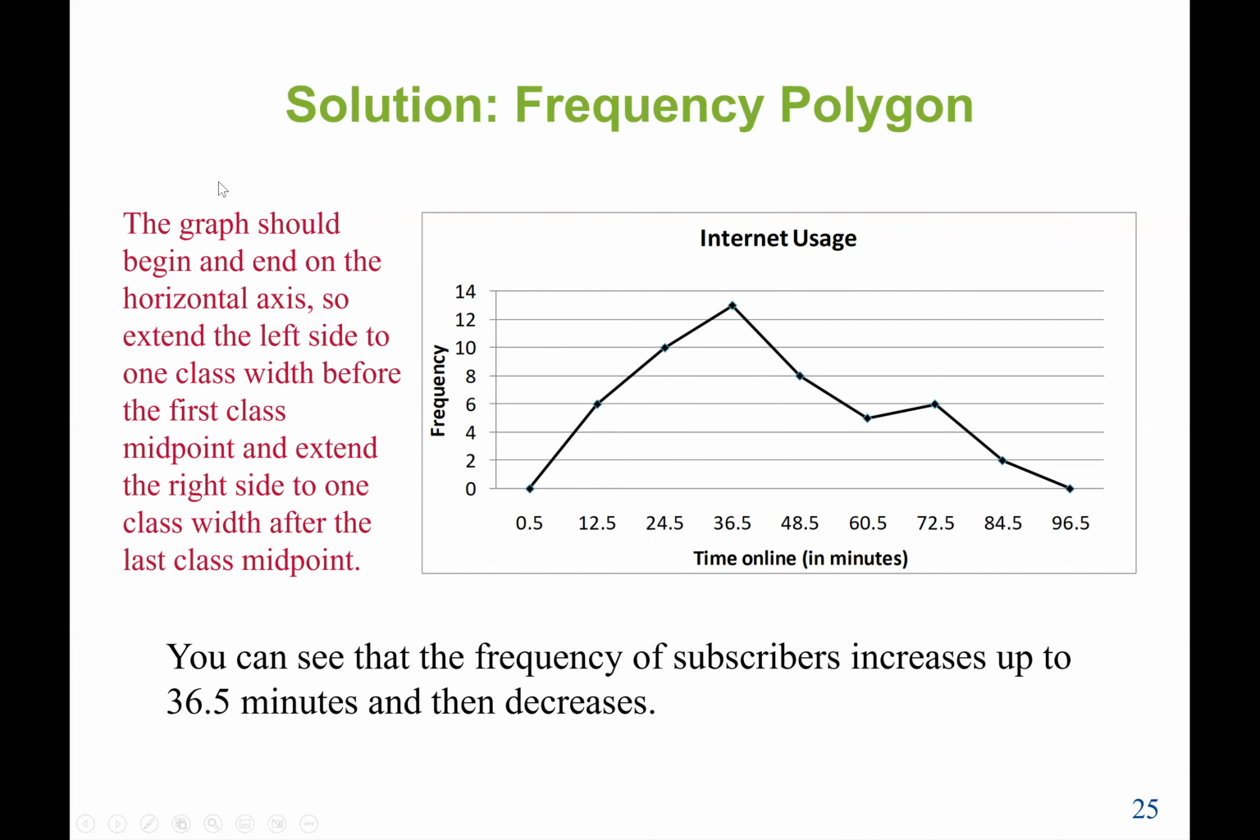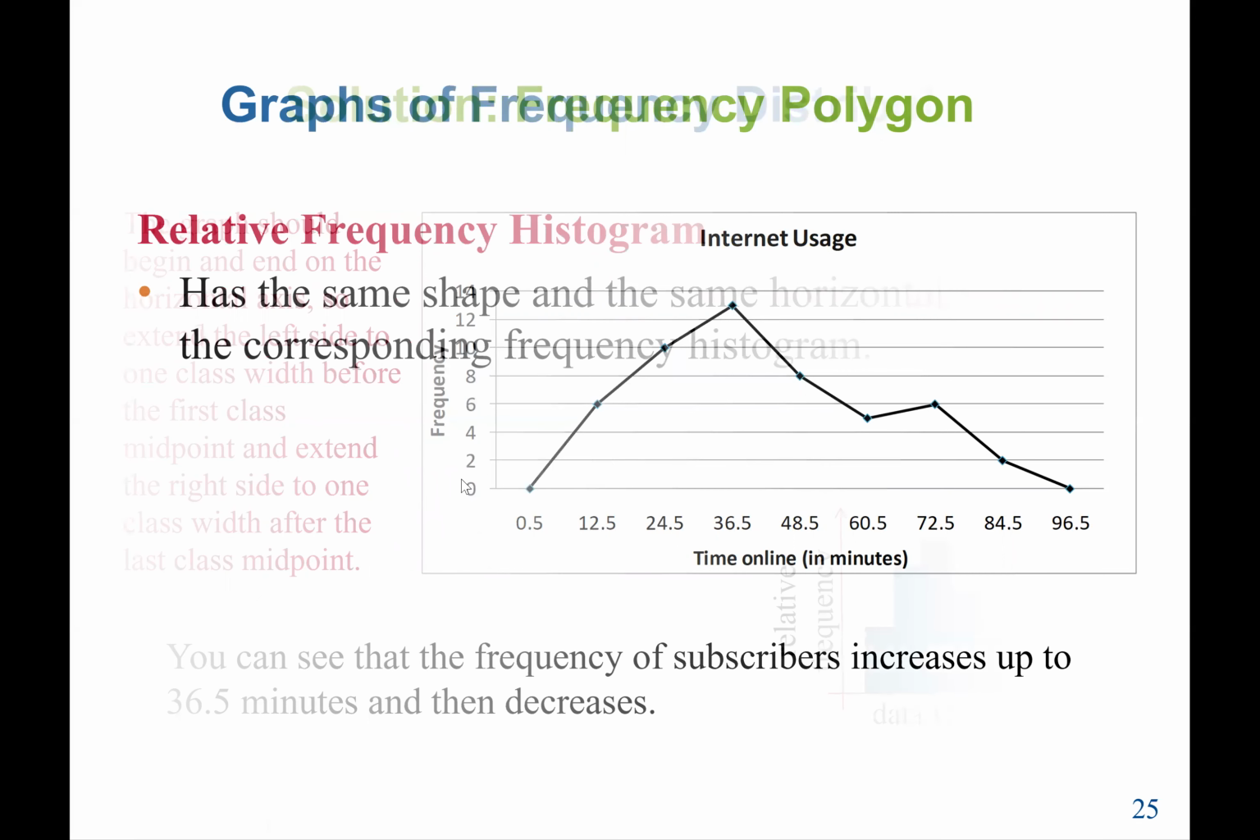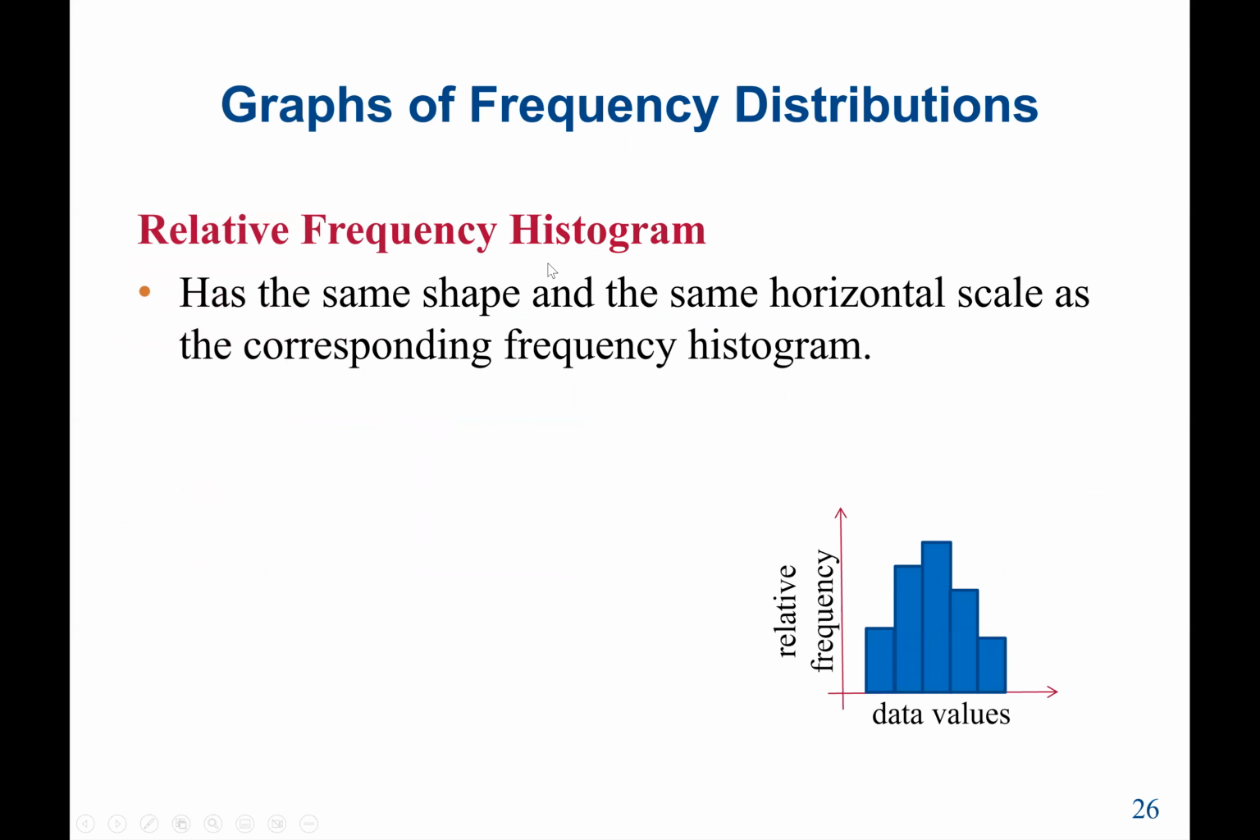And here we can see that the frequency of the subscribers increases up to 36.5. Then after 36.5, it starts to decrease. Next is how to graph, again, the relative frequency histogram. A relative frequency histogram has the same shape and also the same horizontal scale as the corresponding frequency histogram. So this is a histogram.